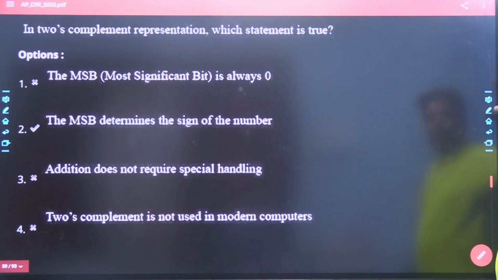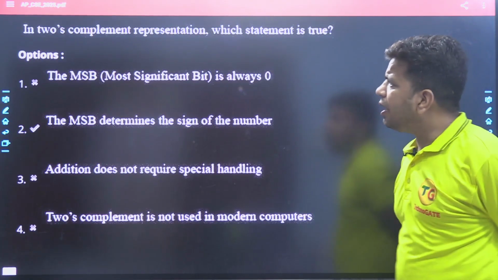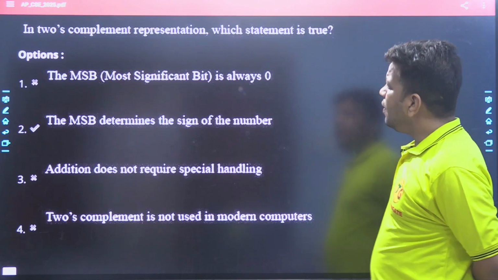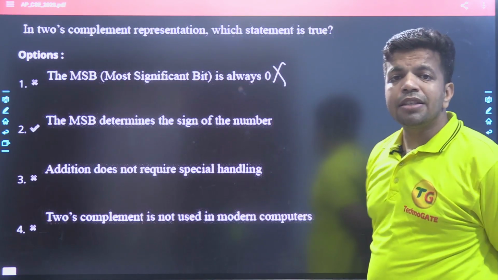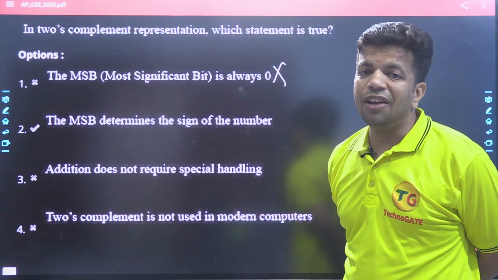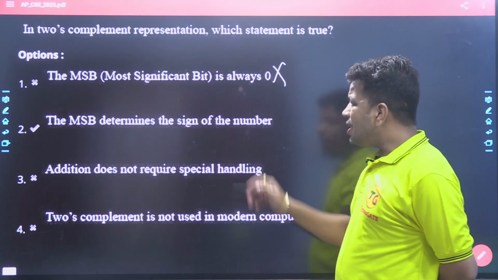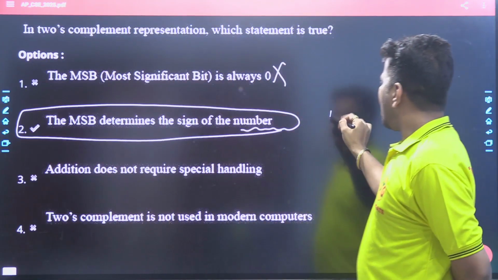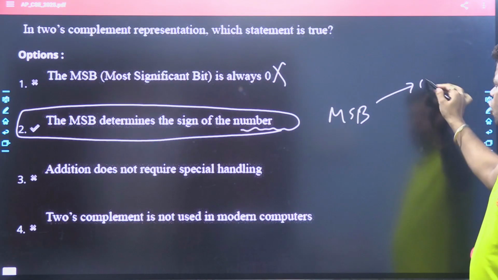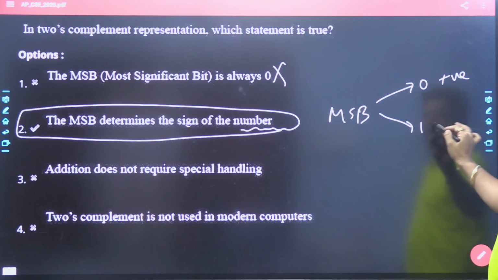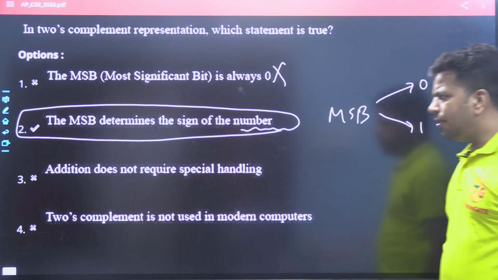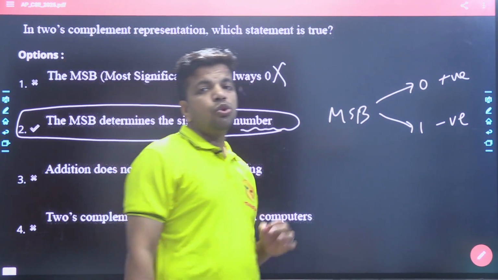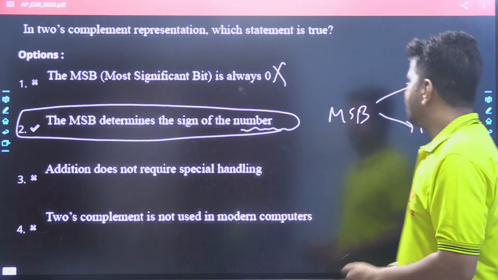Next question. Which of the following statements is true about the 2's complement representation? The MSB is always 0? No. MSB is 0 only for positive numbers, but MSB is 1 for negative numbers. The MSB determines the sign of a number. Yes, MSB determines the sign of a number. If MSB is 0, that number is positive. If MSB is 1, that number is negative. So simply you can go with the answer B. MSB is used to represent the sign of a number.